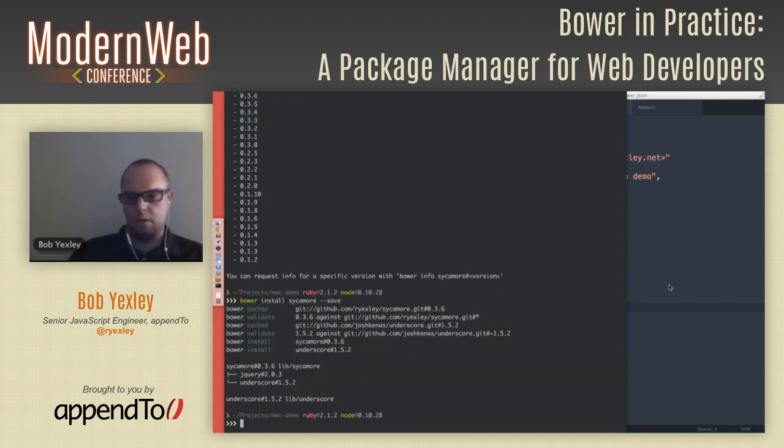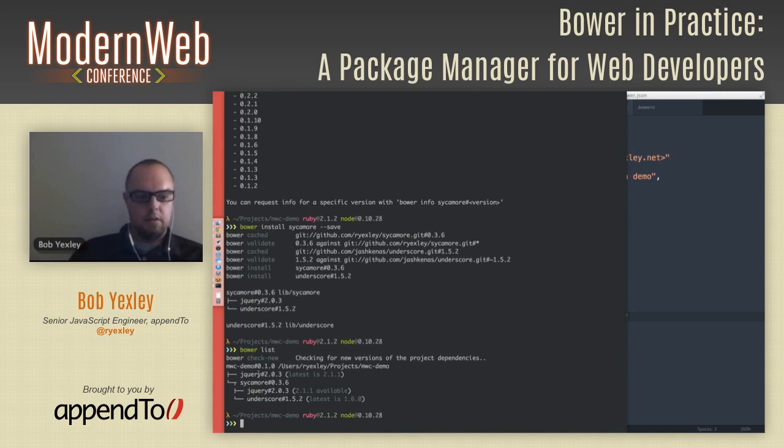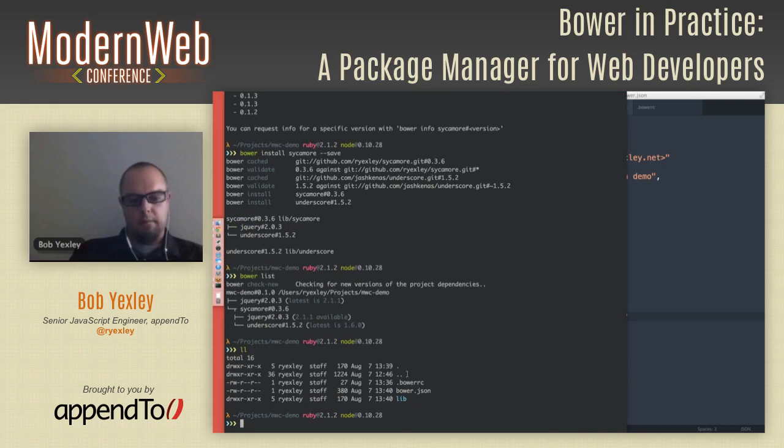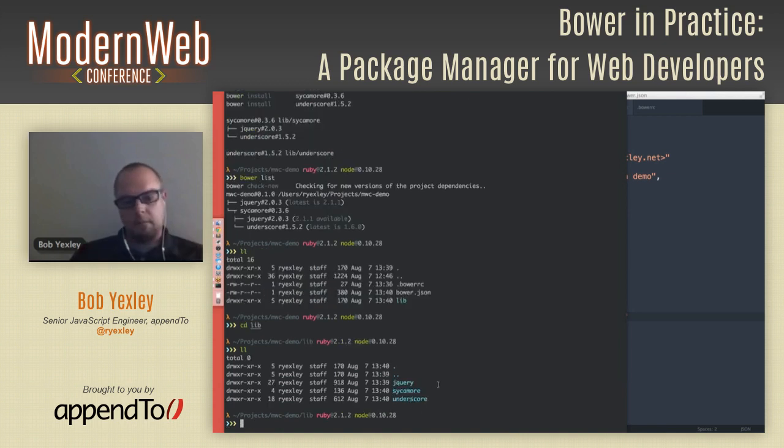Okay, so it installed those. Sycamore, good to go. Now we've got jQuery 2.0.3, Sycamore, and under that it also pulled in jQuery and underscore. Let's take a look at what is in our lib folder. It's putting everything in this lib folder. So we've got jQuery installed, we've got Sycamore installed, and we've got underscore installed. So we're good to go. It's keeping track of everything.